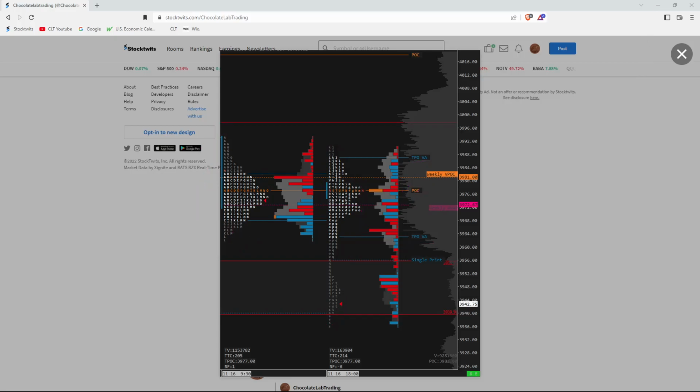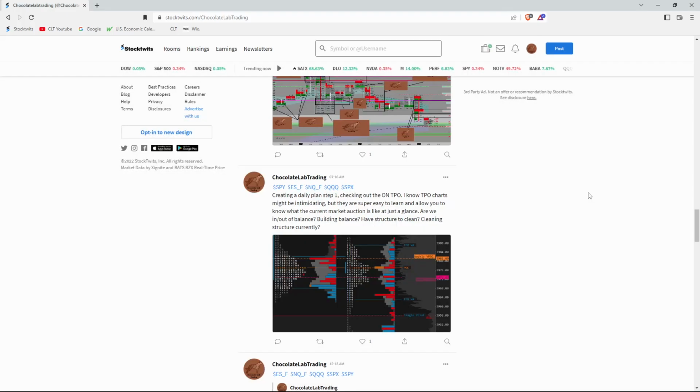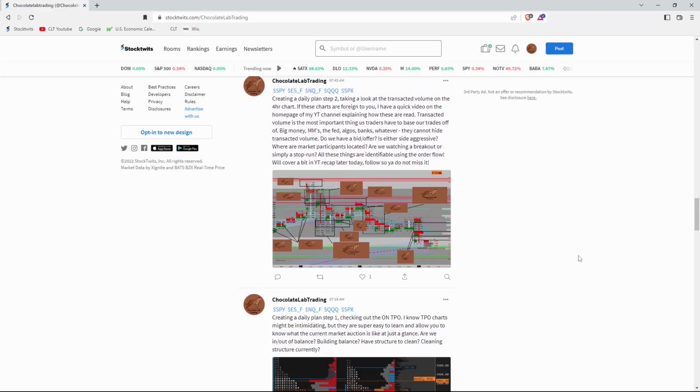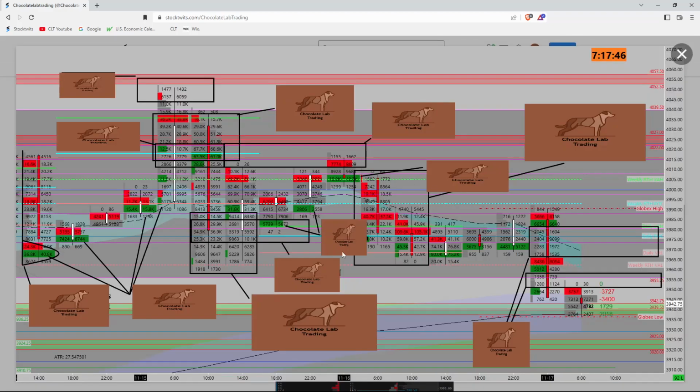Do we have structure to clean? Are we building balance? Are we trading within balance, trading out of balance? Are we cleaning structure at the moment? Stuff like that. From there, I go to my footprint charts, starting with a 4-hour.